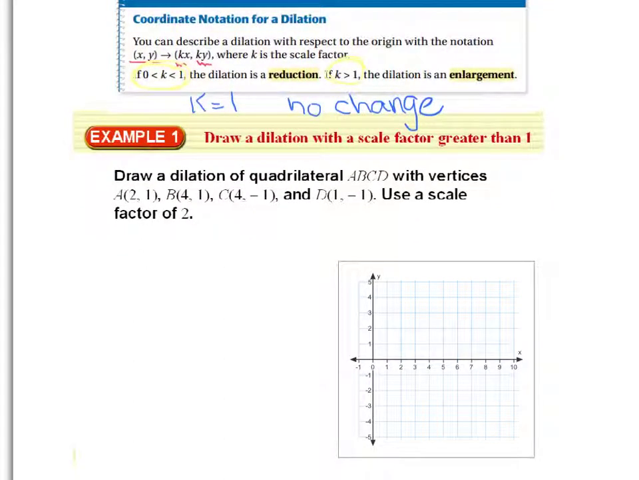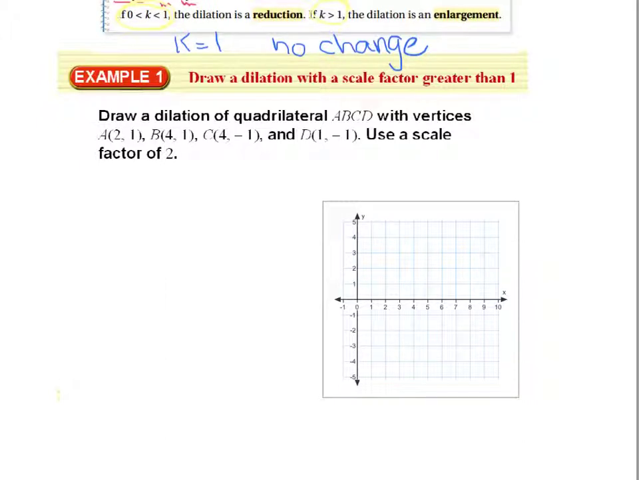So here's an example where we incorporate the coordinate notation. It says, draw a dilation of quadrilateral ABCD with vertices (2, 1), (4, 1), (4, -1), and (1, -1). Use the scale factor of 2. So I'm going to start by graphing the original figure. (2, 1) is my first point. (4, 1) is my next point. (4, -1). And then (1, -1). So here's my quadrilateral right here. And this is A, B, C, and D.